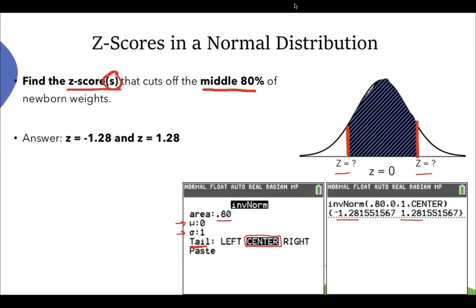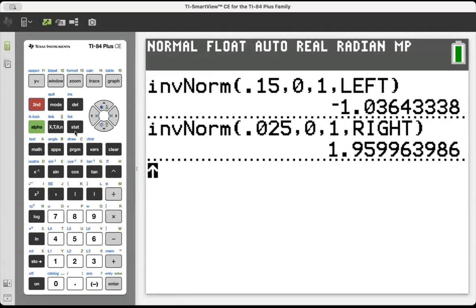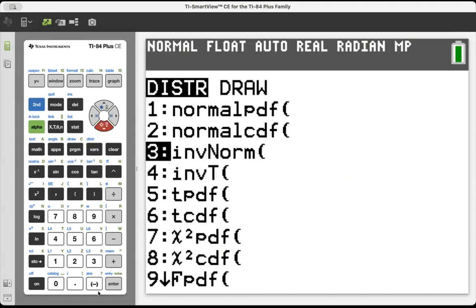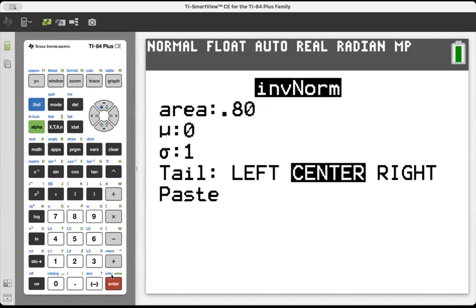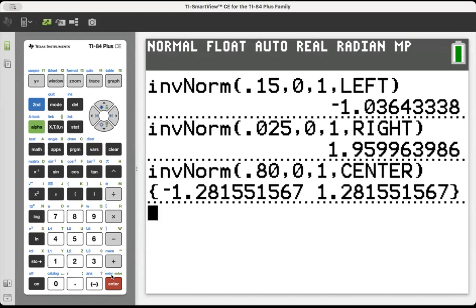Okay, let me go to the calculator and do this middle one. Second distribution, inverse norm, the middle 80%. I could leave that as 0.8, by the way, 0.8, 0.80, it's the same thing. We're going to highlight center, hit enter, go down to paste and hit return. And you do get two z-scores coming out, one for the left and one for the right. So round to two decimal places, negative 1.28 and positive 1.28.